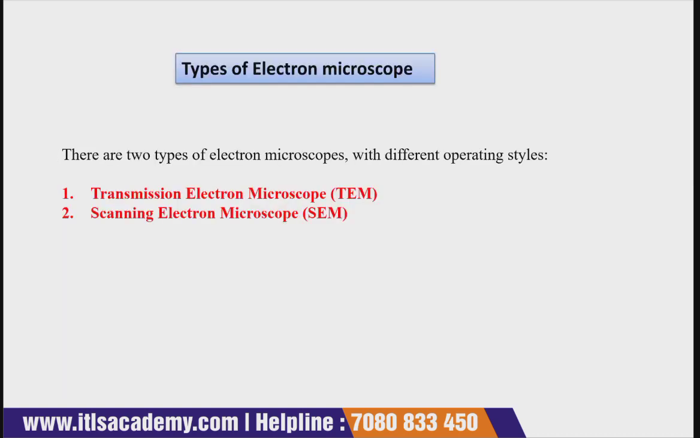Now comes the types of electron microscope. Basically the electron microscope is of two types. The first is the transmission electron microscope, known as TEM, and the second is SEM, that is the scanning electron microscope. In examinations or interviews, this type of question is always there, meaning what is the difference between TEM and SEM, or generally they will ask you the working principle of both types of microscope. So this is very important.